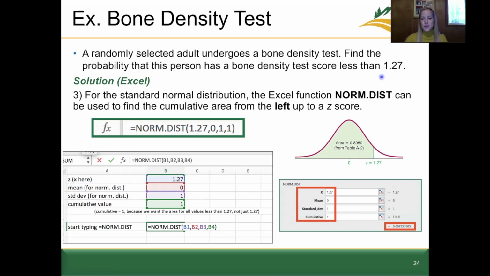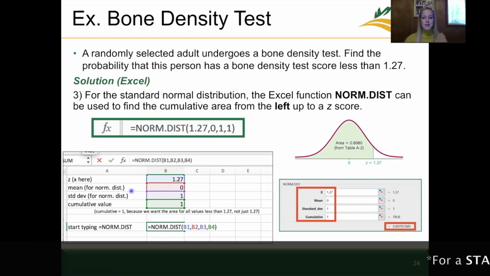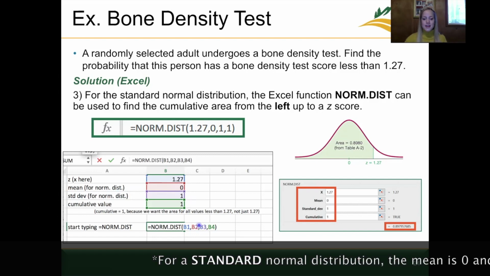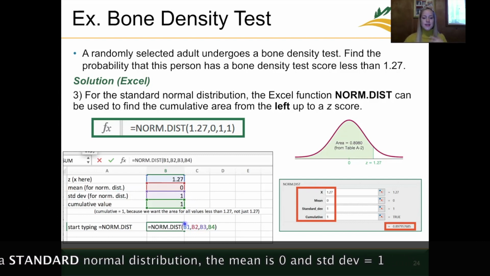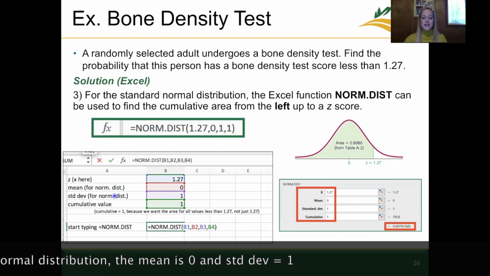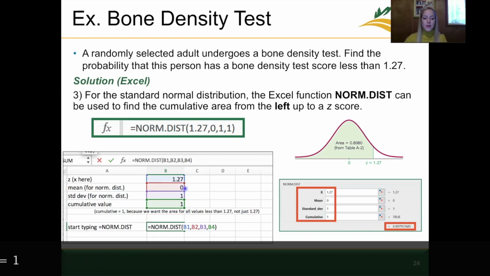So we need our z-score slash our x value. Here, that z-score is 1.27. That value comes first, then comma, the mean. Remember, for a normal distribution, that value for the mean is always 0. The next value, so comma, this value, that's our standard deviation. Remember, for a normal distribution, the standard deviation is always equal to 1. So for normal distribution problems, this will always be 0, our mean, and this will always be 1, our standard deviation.